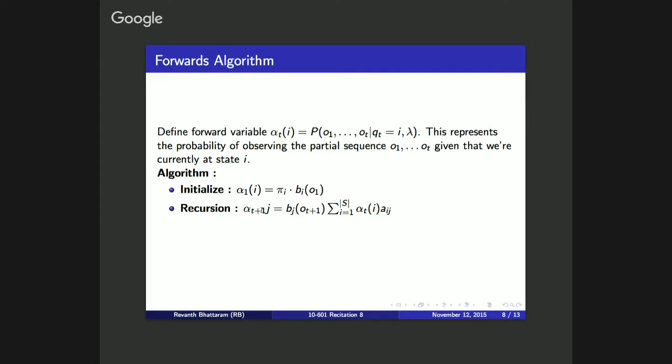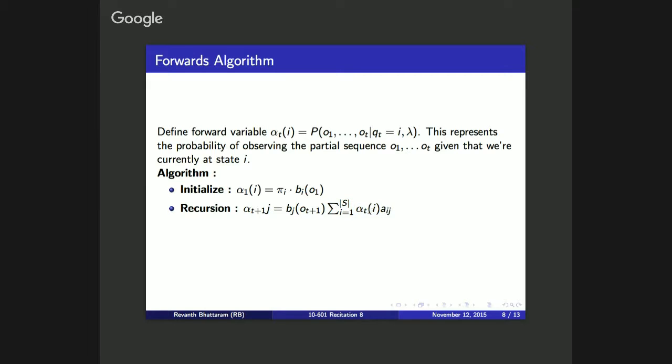Okay, so alpha t plus 1 of j. At time t plus 1, I'm at state j. What is the probability that I have observed O1, O2, so on, OT? So we define that recursively. Let's take care of the first part: I'm in state j, so I have to observe OT plus 1. Let's put that probability out: the probability that I observe OT plus 1 given that I'm in state j. So that part's done. What do we do now?